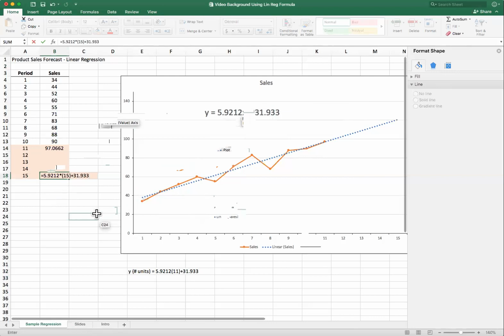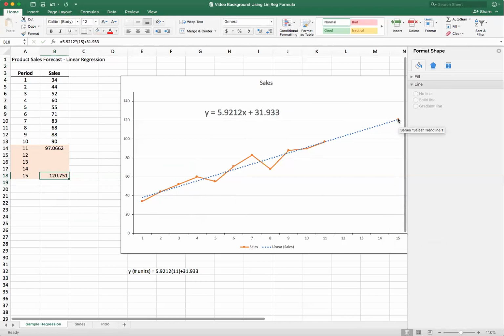31.933. Okay? And that equals 120. So it means that this little number here is actually 120. And if you were to scroll across, you can see it's almost exactly 120. Okay? So just having the formula, you can solve a future forecast using simple linear regression.